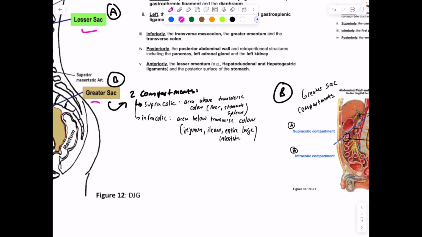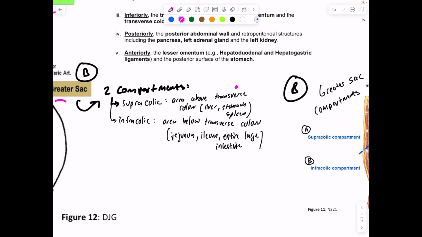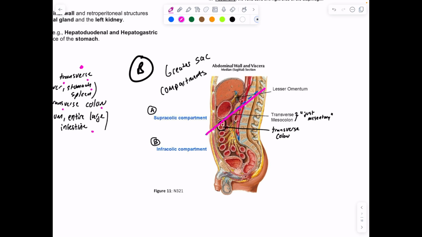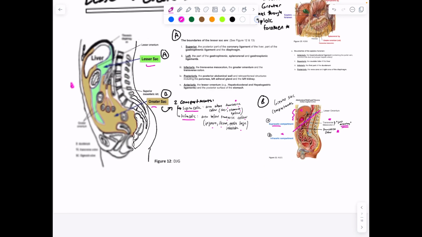The greater sac actually has two compartments separated by the transverse colon: the supracolic and infracolic. The supracolic region is going to be the liver, stomach, and spleen, and then the infracolic region of the greater sac is going to be the area below the transverse colon, the jejunum, ileum, and then the entire large intestine. All right, so you can see that here, including the transverse colon right here. You have the transverse mesocolon, which is just mesentery attaching the transverse colon to the abdominal wall. You can see we have the supracolic compartment above, which has our liver and stomach and spleen. And then the infracolic compartment of the greater sac is going to have everything below that. And you can see that here.